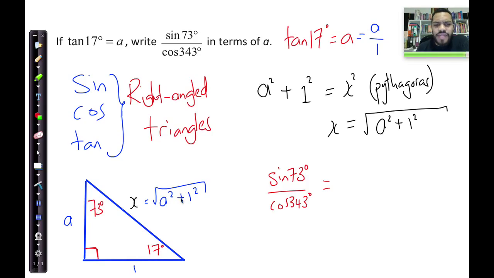There's the 73, and sine of it is the opposite over the hypotenuse. The side opposite to 73 is this side with the 1 there. So that's going to be 1 divided by this side, which is the square root of a squared plus 1 squared. That's in terms of a, because the only variable is a. So what about cos 343?